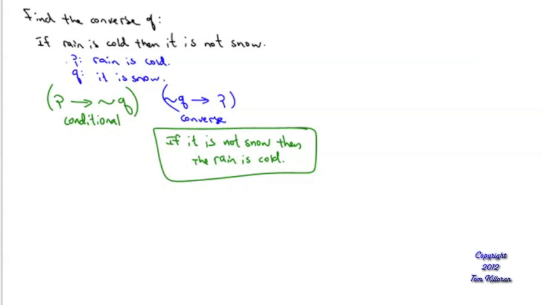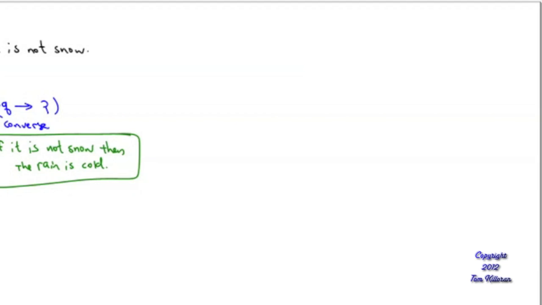With the contrapositive, you flip it and swap it. With one, you just flip it. With the other, you swap it. Change it. Change, swap.